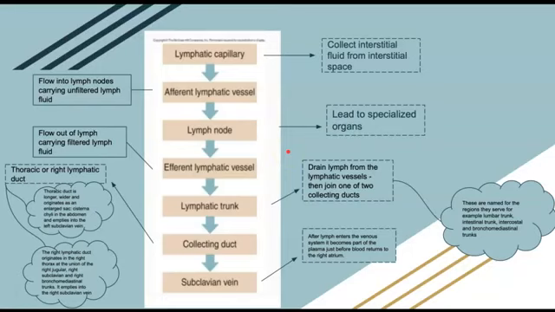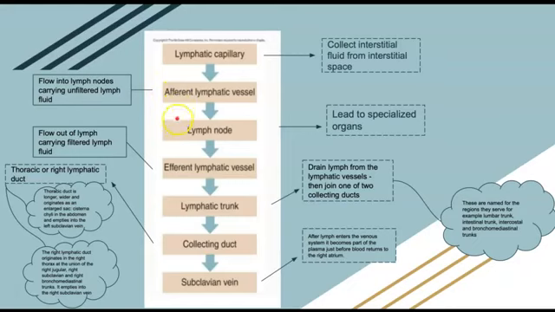Okay, here's a little bit more detail. This is a flow chart. So we start up here in the lymphatic capillaries. The lymphatic capillaries collect interstitial fluid from the interstitial space. After that, it goes into our afferent lymphatic vessels. These vessels flow into lymph nodes and they carry unfiltered lymph fluid.